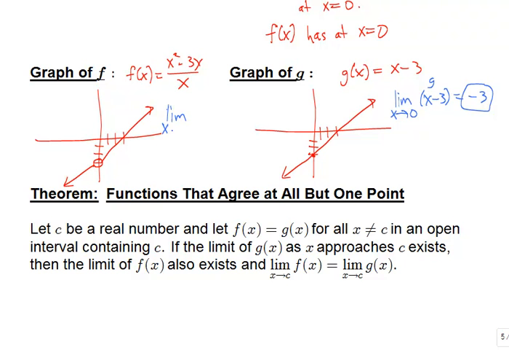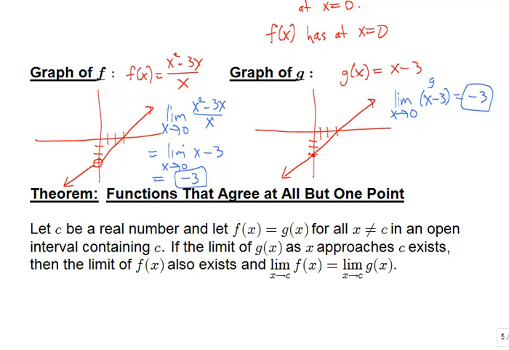Well, here's the notation for it. The limit as x approaches 0 of this rational function equals the same thing as the limit of x minus 3, that reduced version of it after we cancel out the x's, and that is equal to negative 3. So in other words, the limit of f also equals negative 3.